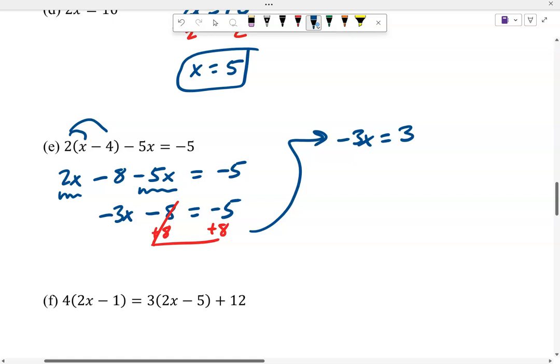3. And finally, get rid of that negative 3, so we divide it out. So we've got 1x equals 3 over negative 3. Yeah, negative 1.